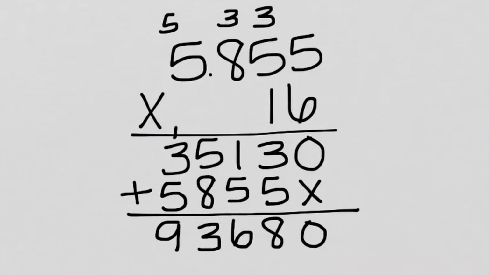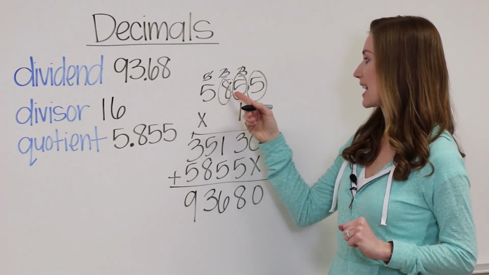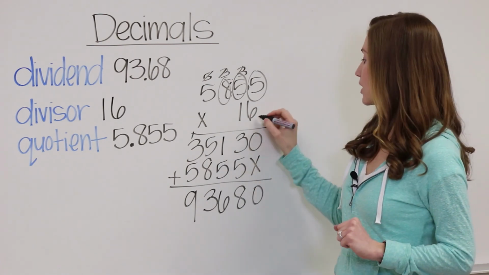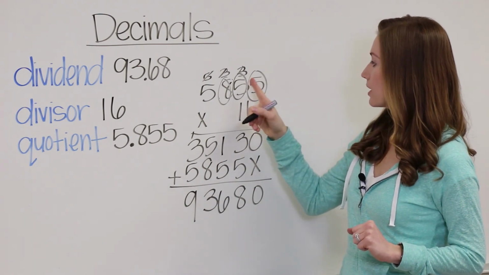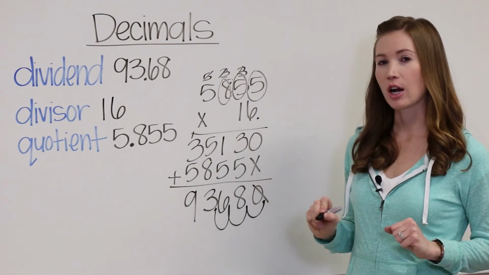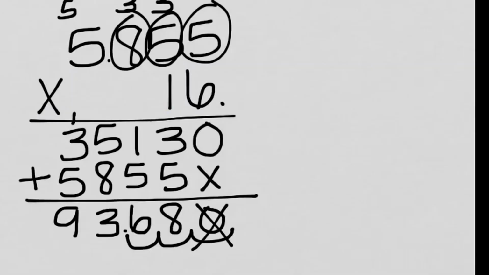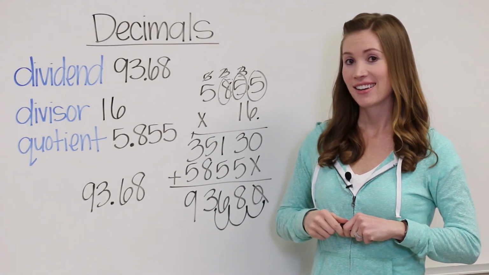Our last step, accounting for the decimal. We have 1, 2, 3 digits to the right of our decimal in 5 and 855 thousandths, and no digits to the right of our decimal in 16. So we're going to move our decimal point 1, 2, 3 places to the left. And we're going to drop that final 0 because it doesn't change the value of our product. Let's rewrite our new answer, 93 and 68 hundredths. And that does match our dividend. Great job.